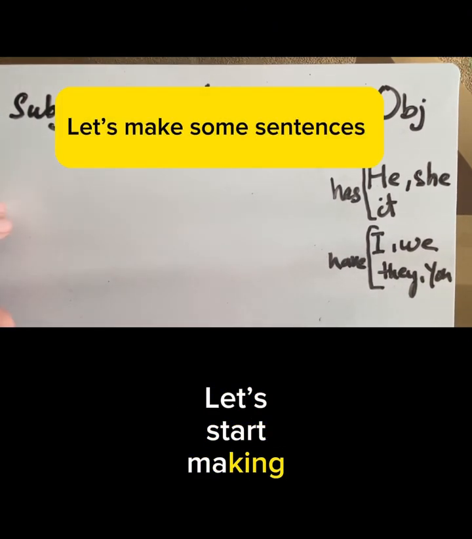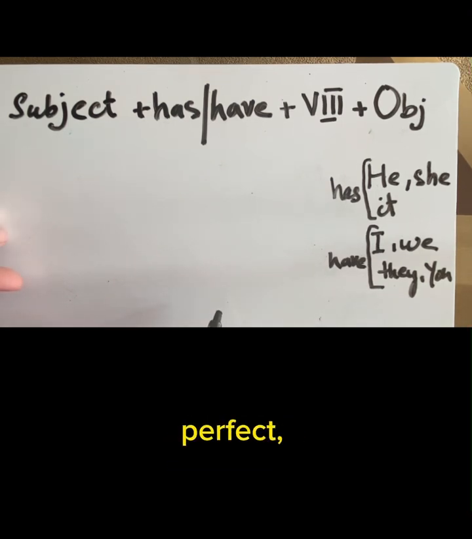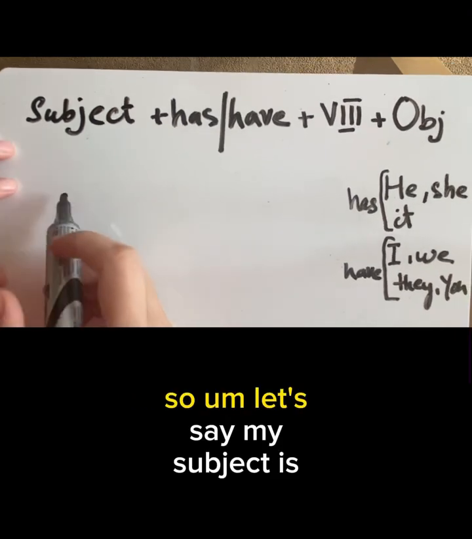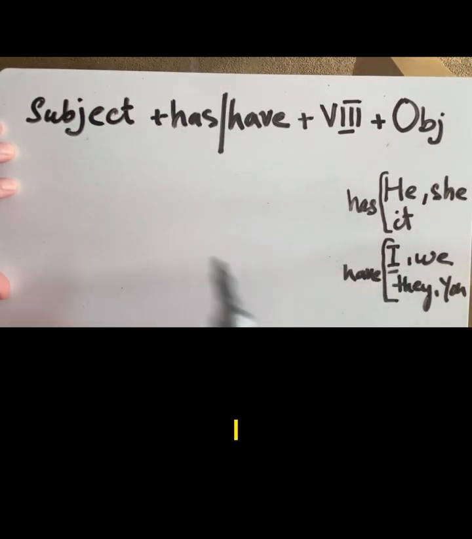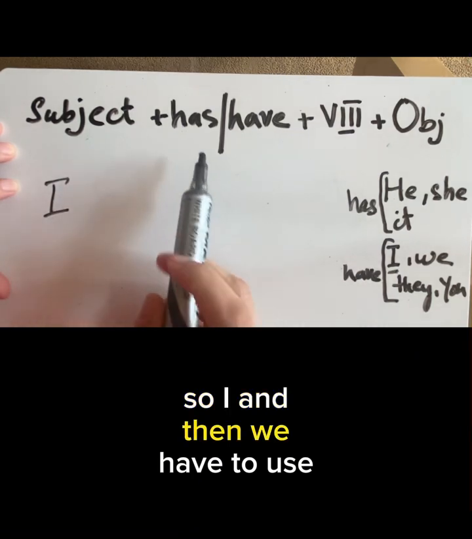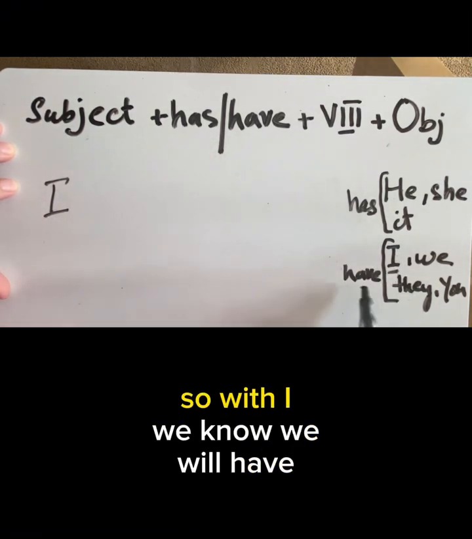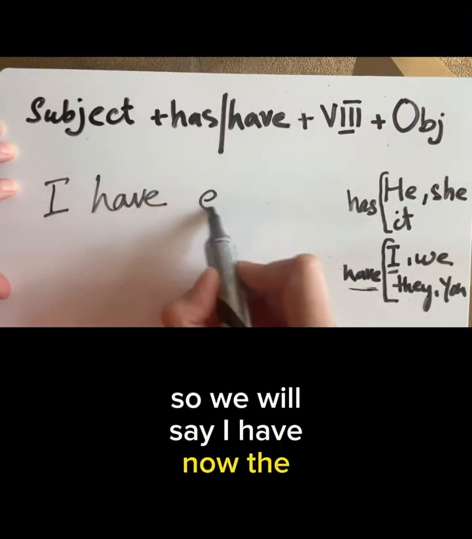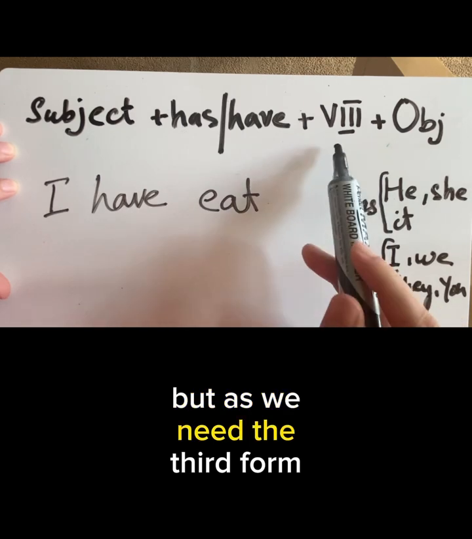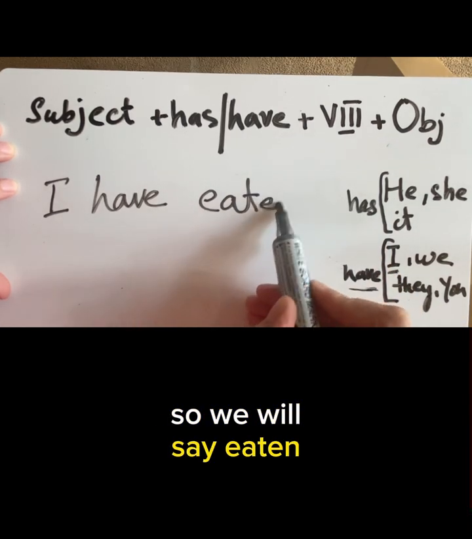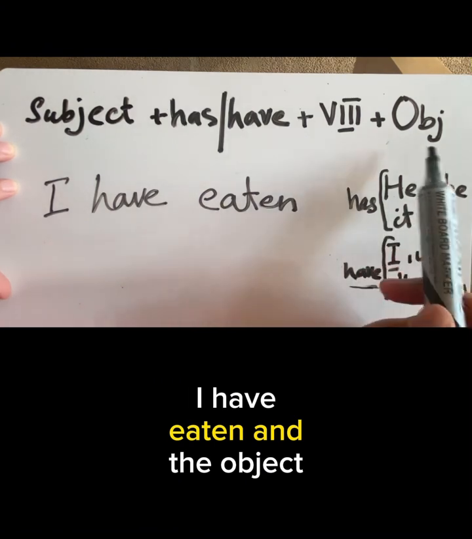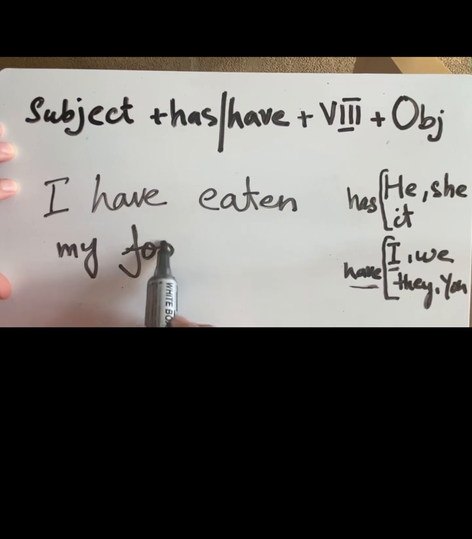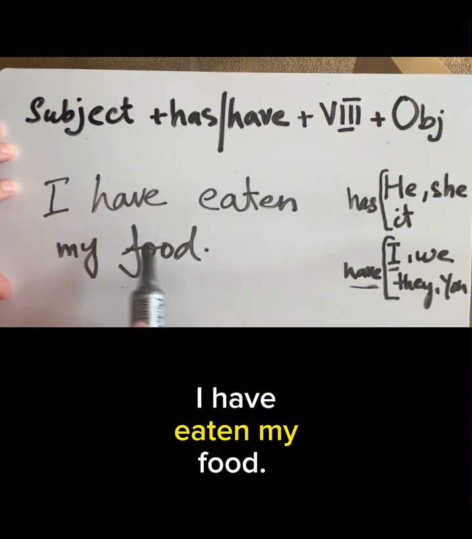Let's start making positive sentences in present perfect. So let's say I have the verb eat. So let's say my subject is I. So I, and then we have to use has or have. So with I, we know we will have to use have. So we will say I have. Now the verb is eat, but as we need the third form of the verb, we will say eaten. I have eaten. And the object can be I have eaten my food.